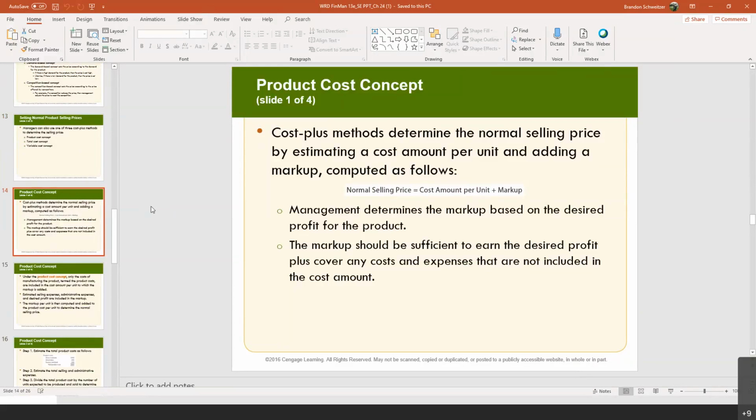So the markup should be sufficient to earn the desired profit, and we have to cover any costs and expenses related to that product that are not included in the cost amount. Those would be things like factory overhead, salaries, so forth and so on, right? You guys remember that from earlier chapters, I know.